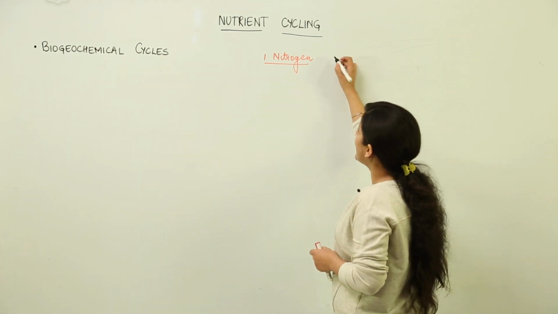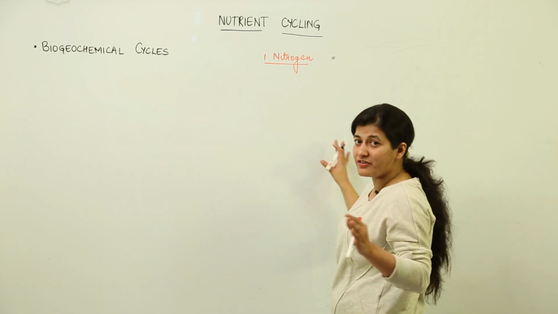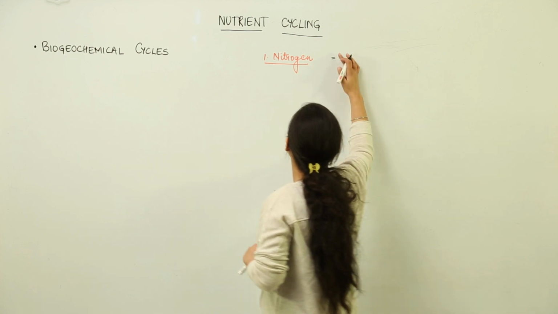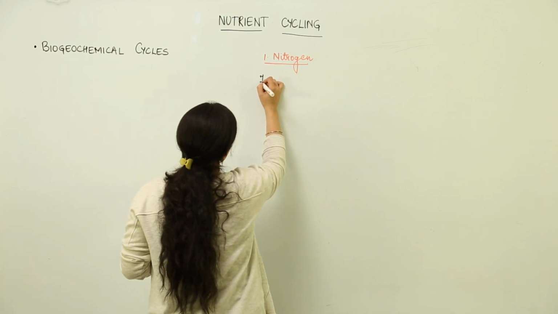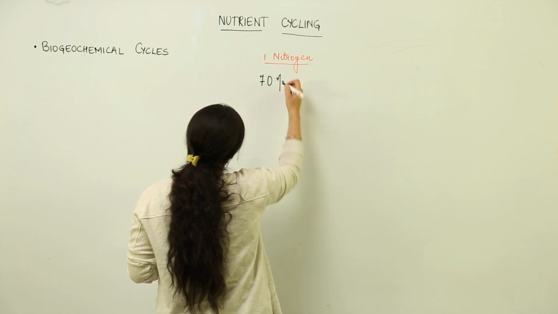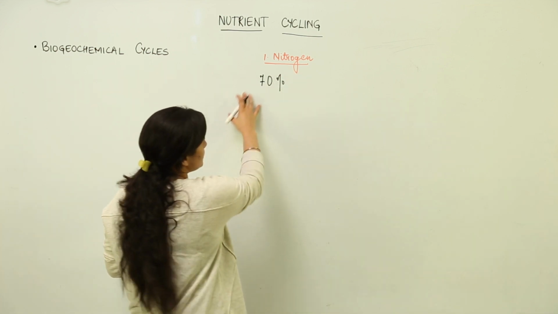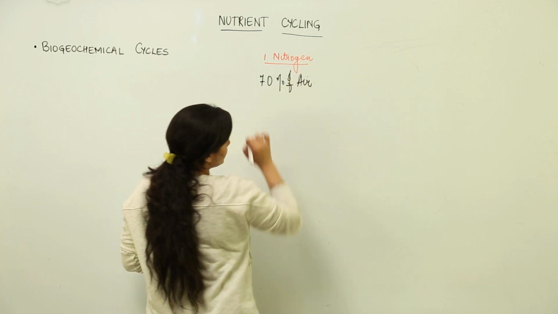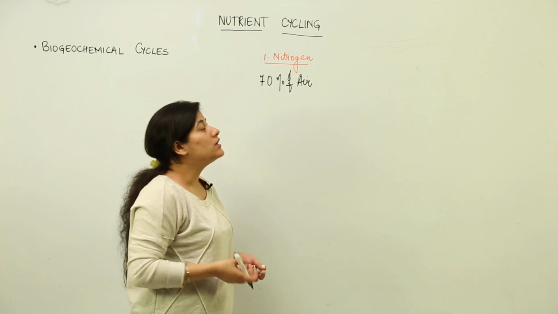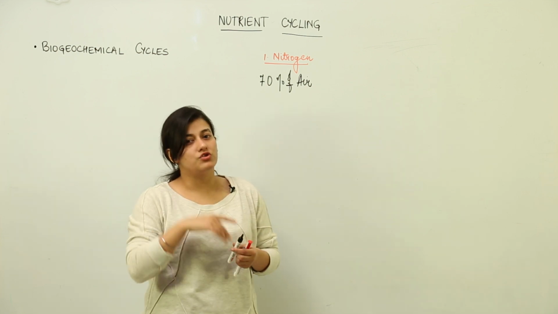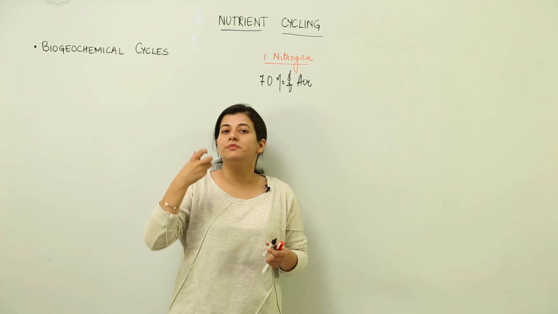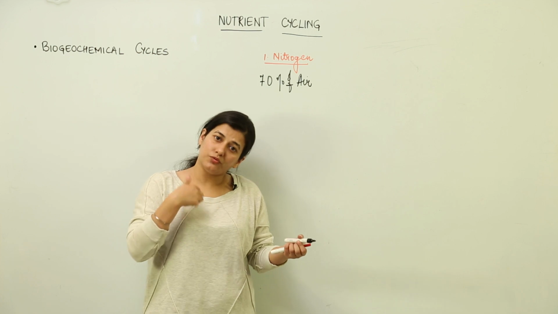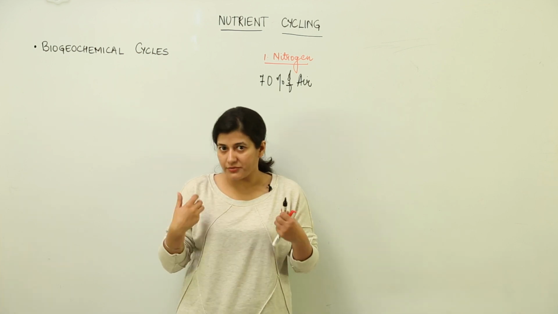Unfortunately, this nitrogen cannot be fixed by any other organism except for the prokaryotes. Our atmosphere has roughly 70% nitrogen. But if I am taking 100 milliliters of air inside me and it has 70 milliliters of nitrogen, it would be given out as it is. All I am going to uptake is oxygen.